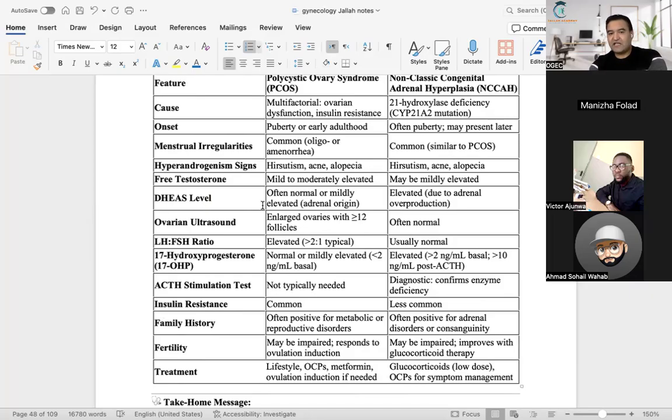The level of DHEAS is often normal or mildly elevated in polycystic ovarian syndrome. However, it's elevated due to adrenal overproduction, so it will be very high in congenital adrenal hyperplasia. Free testosterone will be mildly or moderately high in polycystic ovarian syndrome, but mildly high in congenital adrenal hyperplasia. It means testosterone in polycystic ovarian syndrome will be higher than in congenital adrenal hyperplasia, but DHEAS will be higher in congenital adrenal hyperplasia than in polycystic ovarian syndrome.